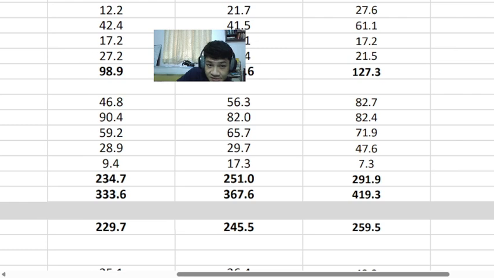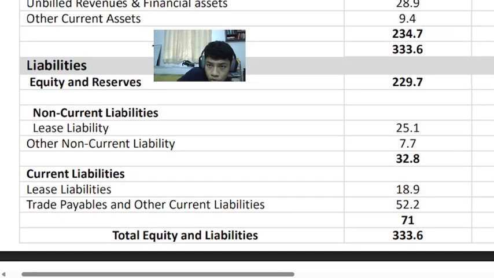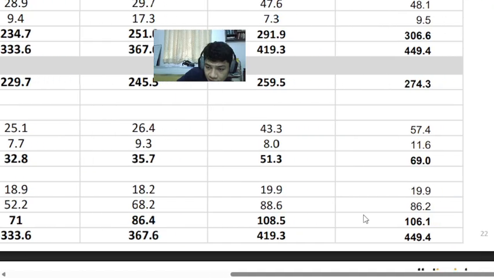This was the current assets. Let's take a look at the current liabilities. These are the total current liabilities here. 71 it's shown. Let's take a look at the latest. All right.